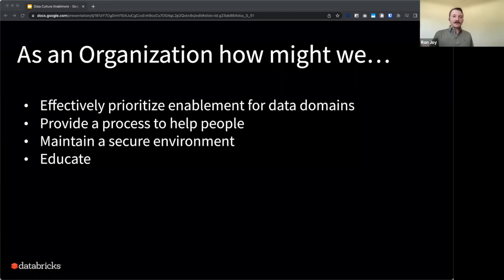Okay, so as an organization, how might we effectively prioritize, provide a process to help people, maintain security, educate, and then measure? Measure, right? We're sitting here talking about data culture, so the whole time, all of our insights, everything that we need to do needs to be data driven. We're going to eat our own dog food here.